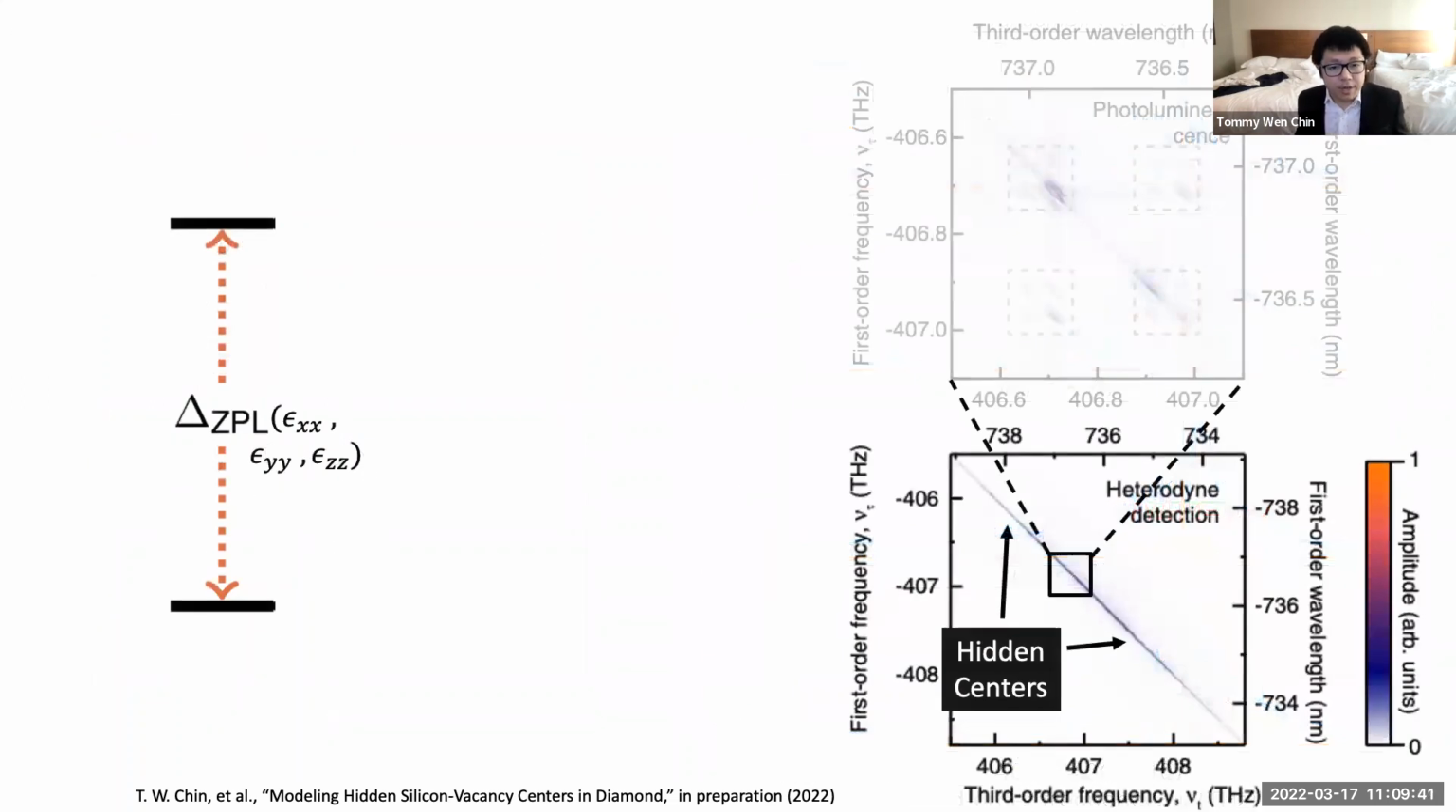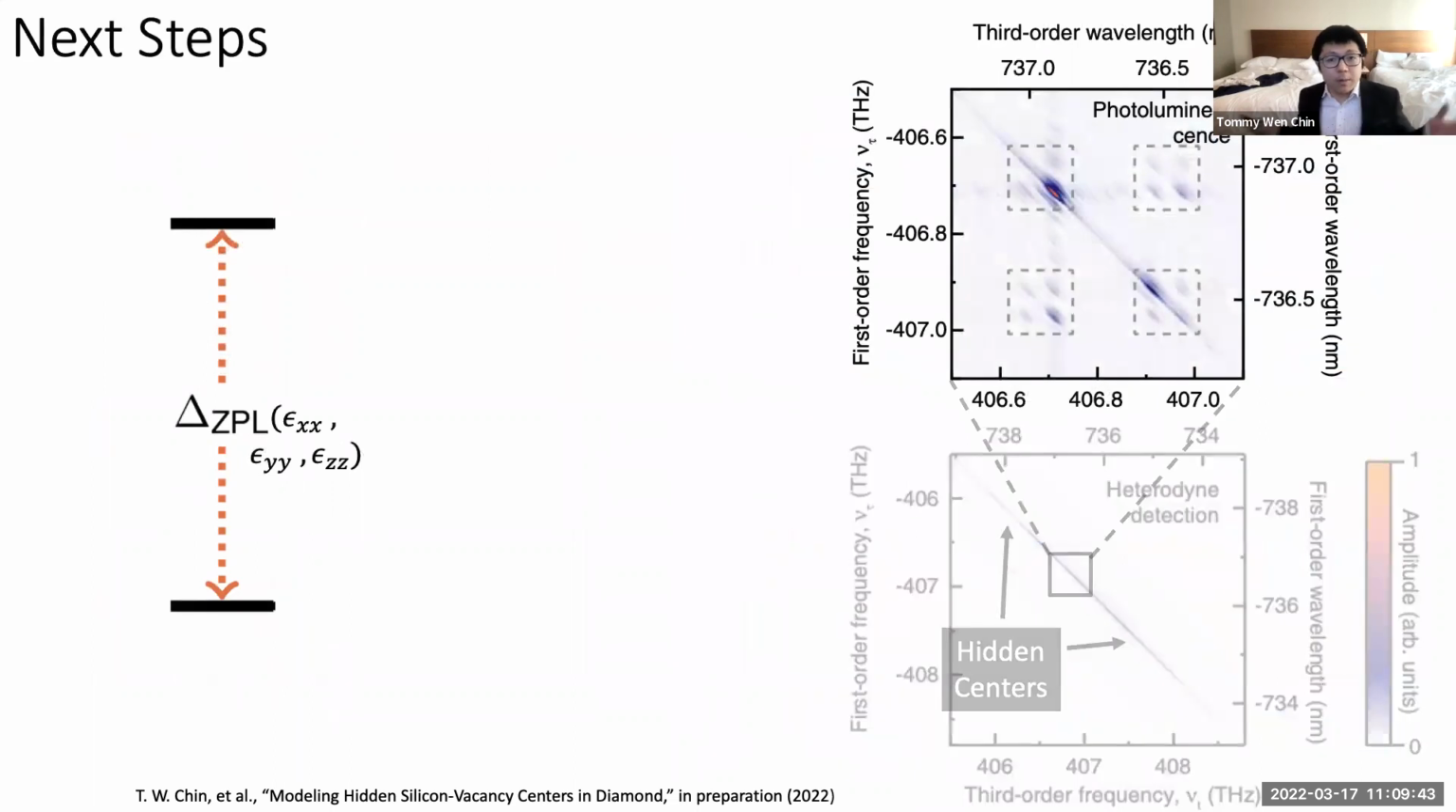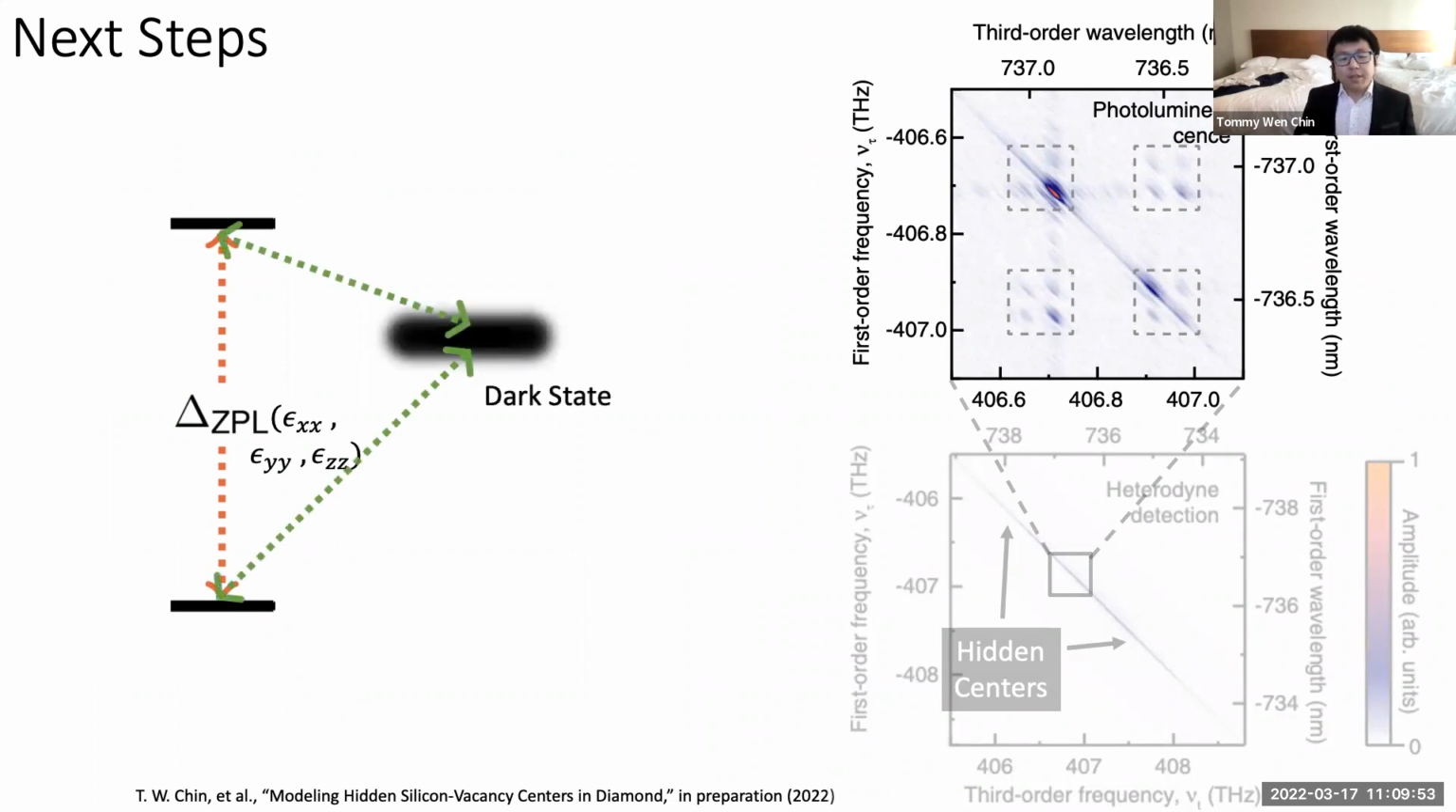Now, so much for the heterodyne detection. What about the photoluminescence detection? As some next steps, I'm currently trying to incorporate an additional dark state to each pair of 2 states, with the hopes of creating a filtering mechanism that will filter out the strained SiV centers that are only visible in heterodyne, but are hidden in photoluminescence.